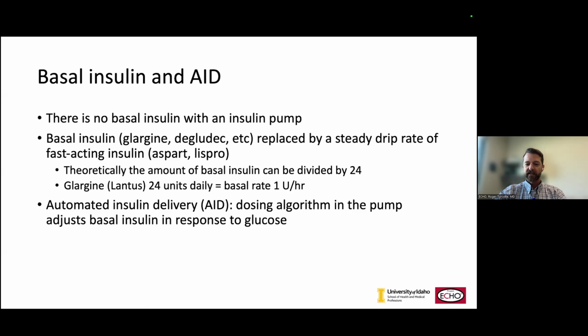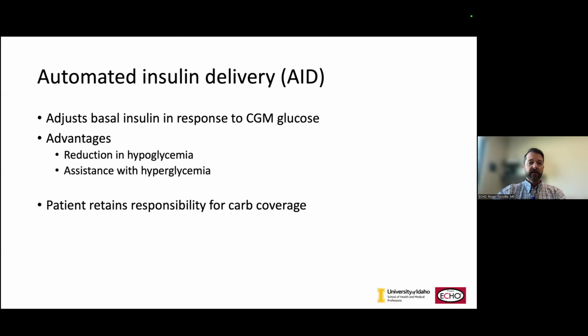Essentially, that is a dosing algorithm in the pump, and it adjusts the basal rate automatically at a certain frequency, usually about every 5 minutes, sometimes a little different, in response to whatever the patient's glucose is at any given time. This has some major advantages. The biggest advantage is a reduction in hypoglycemia.